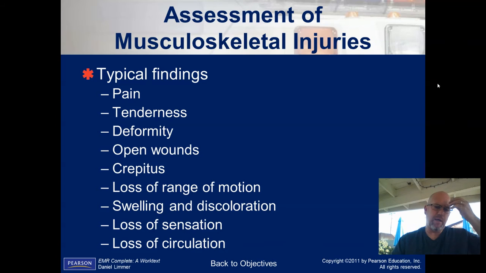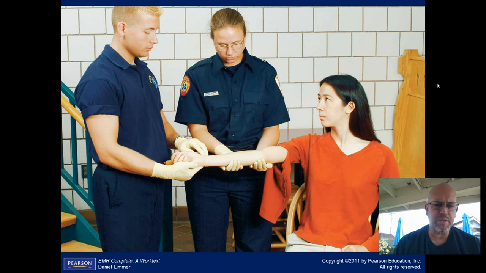Tenderness, deformity, open wounds, crepitus, loss of range of motion, swelling and discoloration, loss of sensation, and loss of circulation. All of these things are things we'll be looking for to identify that we have a possible musculoskeletal injury. How do we care for these?